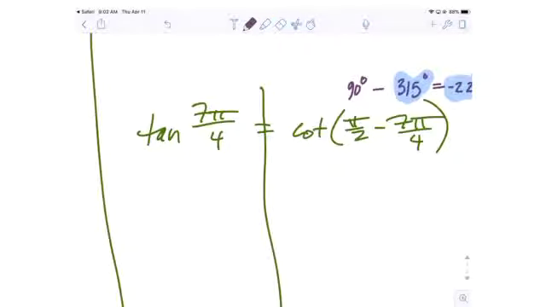What is tangent of 7 pi fourths? Very good. Tangent of 7 pi fourths is negative 1. What is pi halves minus 7 pi fourths? Pi halves is how many pi fourths? 2 pi fourths. What's 2 pi fourths minus 7 pi fourths? Negative 5 pi fourths. Very good. That's cotangent of negative 5 pi fourths.